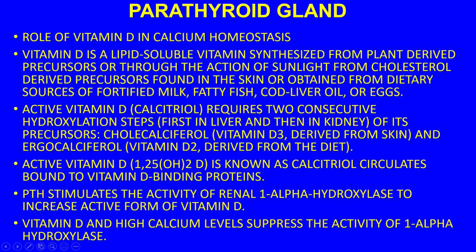And it has to be done for the precursors. Cholecalciferol, vitamin D3, is derived from the skin. And ergocalciferol, that's vitamin D2, is derived from the diet. When you finally get active vitamin D, which is 1,25-OH2D, it's known as calcitriol, which circulates bound to the vitamin D binding proteins. PTH stimulates the activity of renal 1-alpha hydroxylase. This is going to increase the active form of vitamin D. This enzyme is key to making an active version of vitamin D. Now, vitamin D and high calcium levels will suppress, interestingly enough, the activity of 1-alpha hydroxylase.